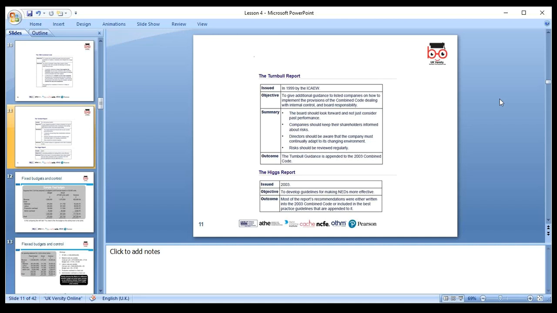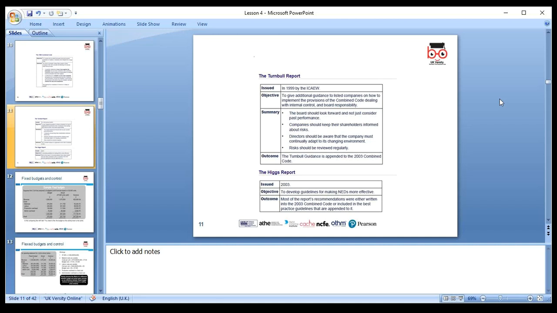We need to look at it to give additional guidance on internal control. The board should look forward and not just consider the past performance. So we need to make sure we do not just focus on the past performance.